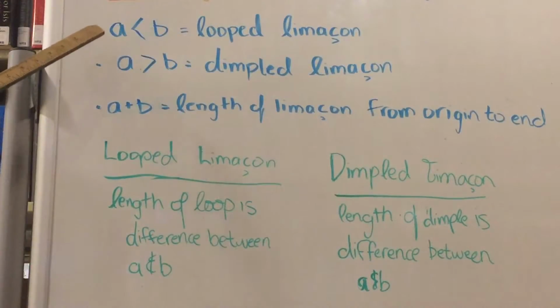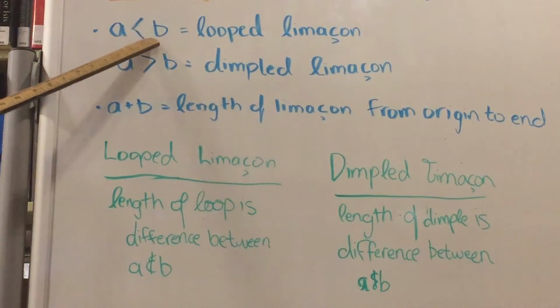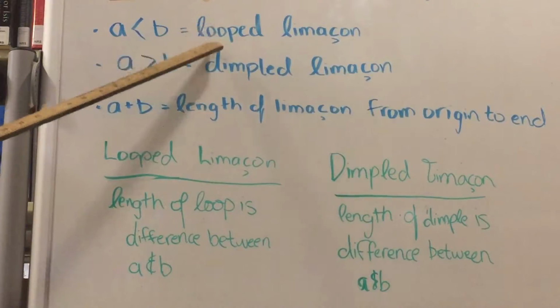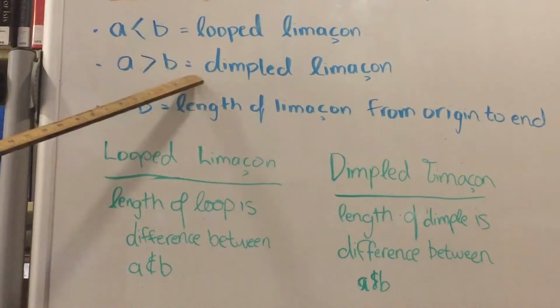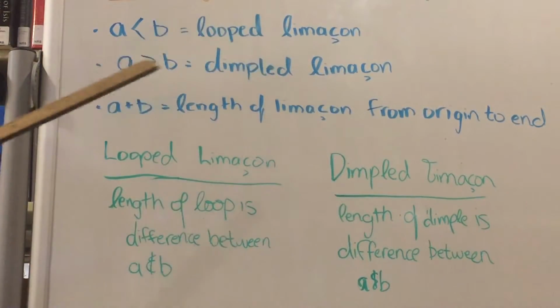The second thing we have to look at is the A value and the B value of the equation. So if the A value is less than the B value, then your limaçon curve will be a looped limaçon. If the A value is greater than the B value, then the limaçon curve will be a dimpled limaçon.